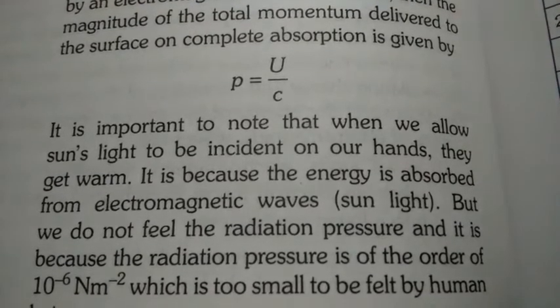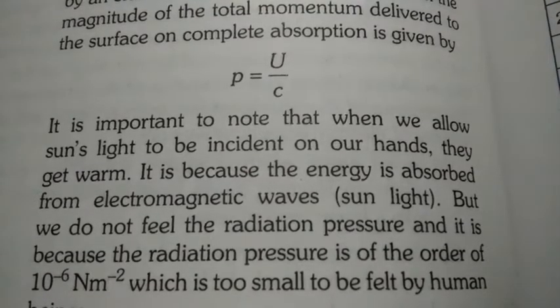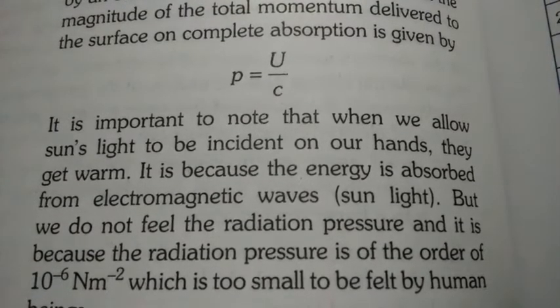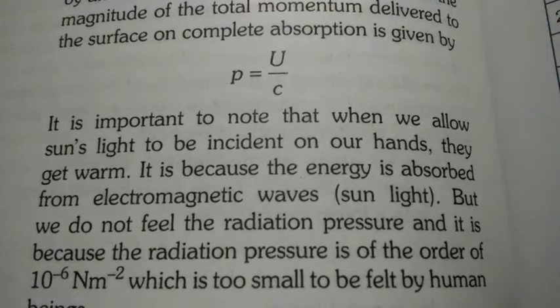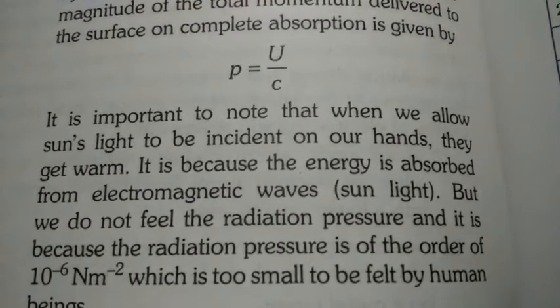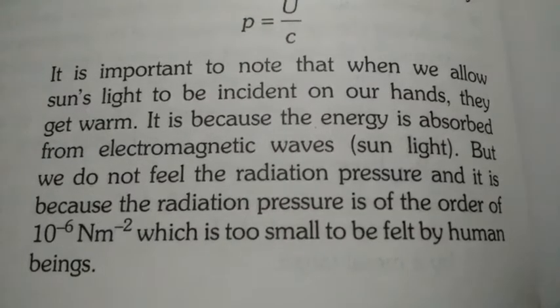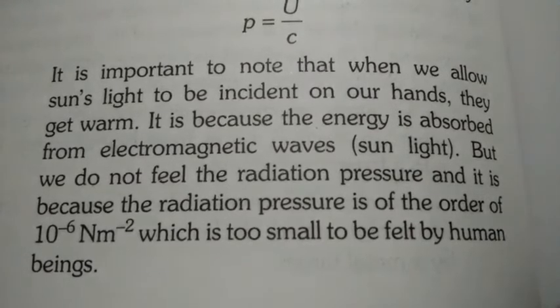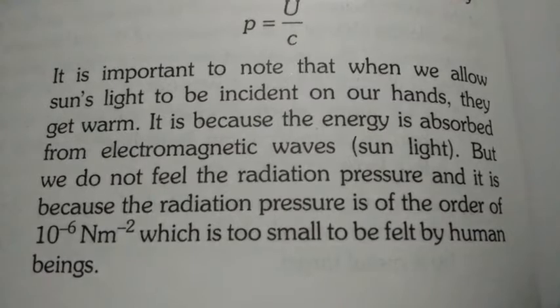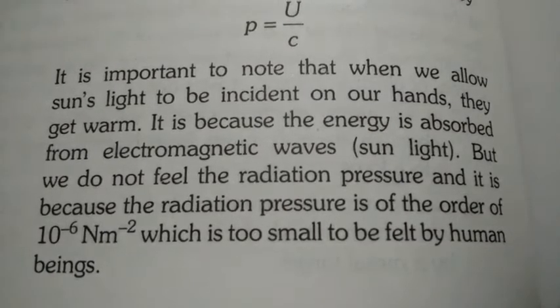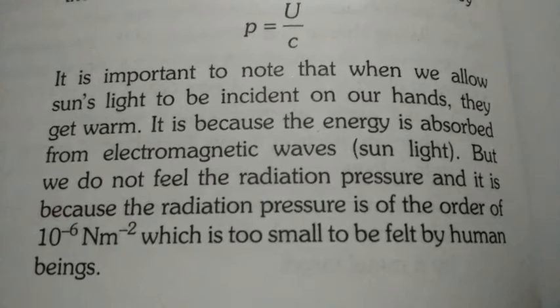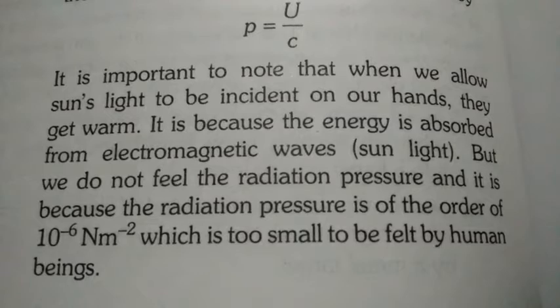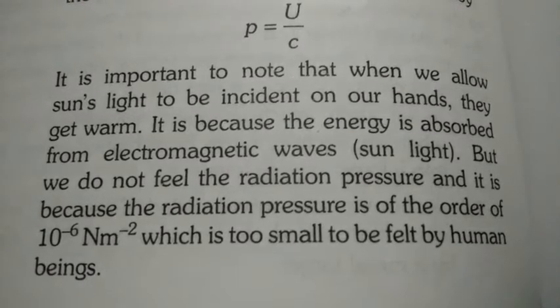In sunlight, electromagnetic waves are there. When they strike our hand, they get absorbed and that's why our hands become warm. But we do not feel radiation pressure, and it is because the radiation pressure is of the order of 10 to the power minus 6 newton per meter square, which is too small to be felt by human beings. That's why many sensitive devices are there which can sense this pressure, but we cannot. So we absorb their energy, we get pressure also, but we can't feel it.